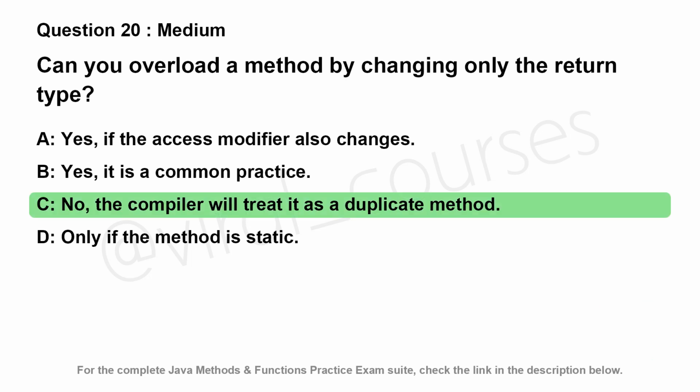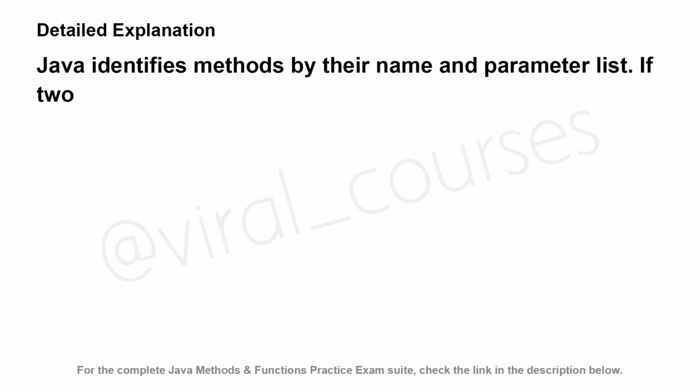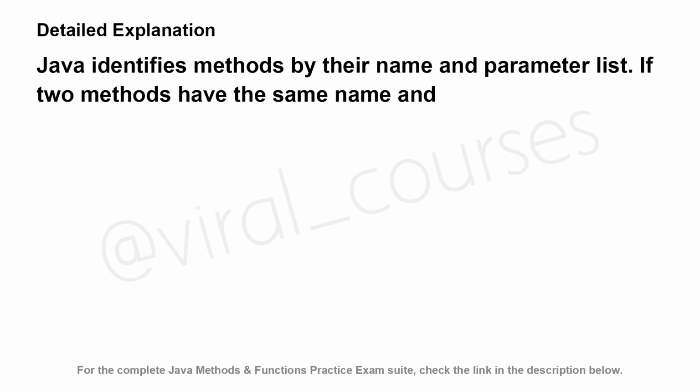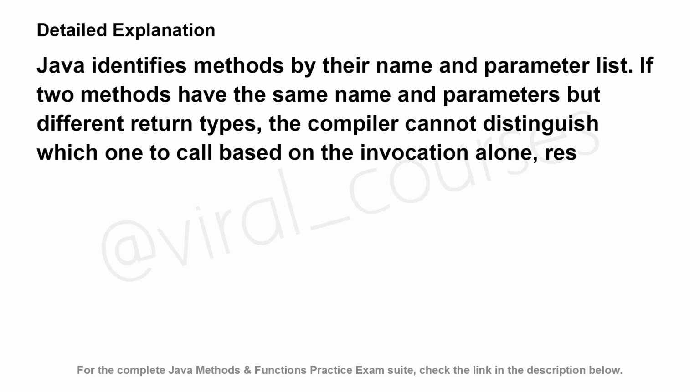The correct answer is C. Java identifies methods by their name and parameter list. If two methods have the same name and parameters but different return types, the compiler cannot distinguish which one to call based on the invocation alone, resulting in a compile time error.